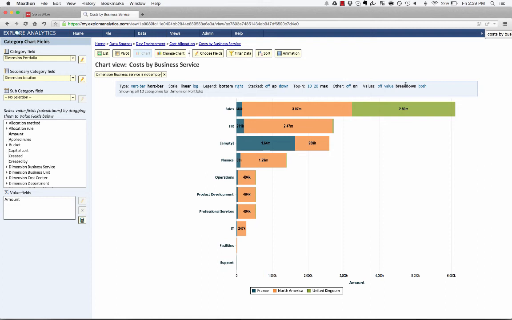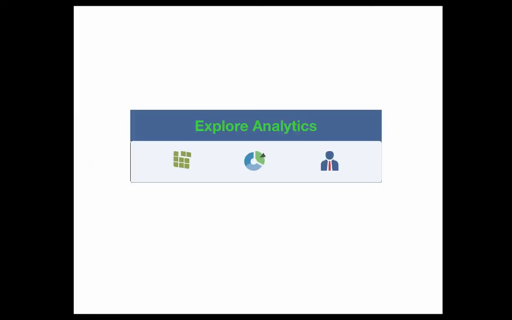All of these reports are live from the ServiceNow data, so there are no scheduled loads of data or integrations that need to be done to set it up. It can be deployed within minutes.